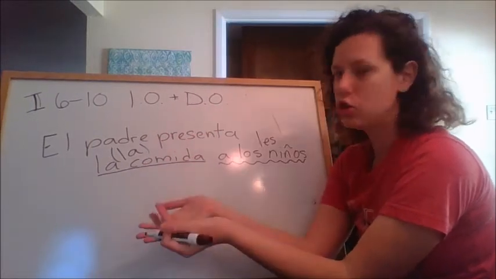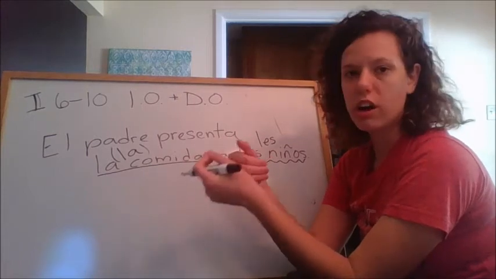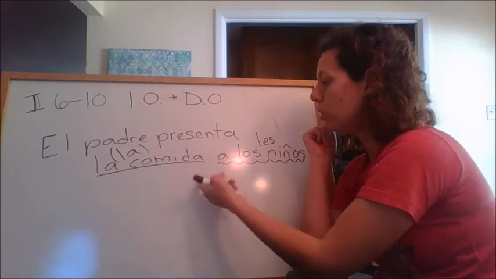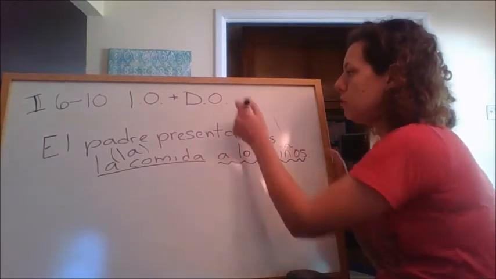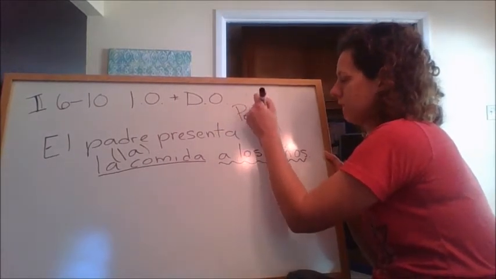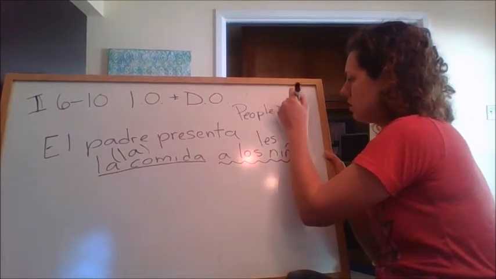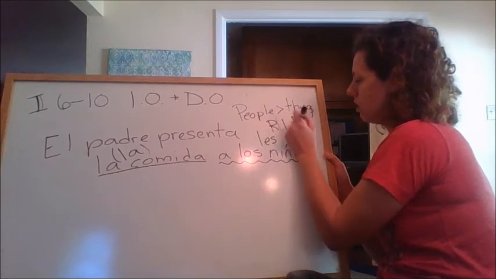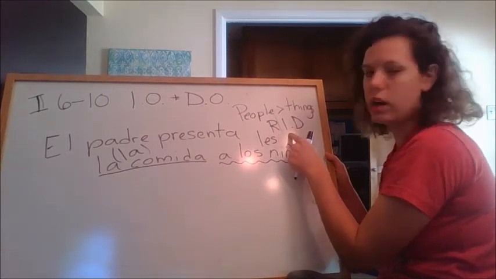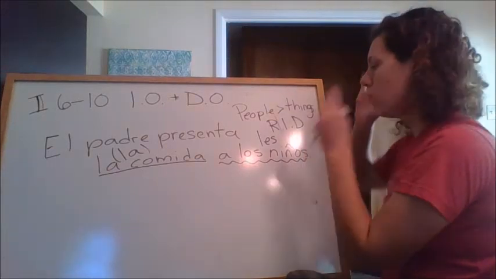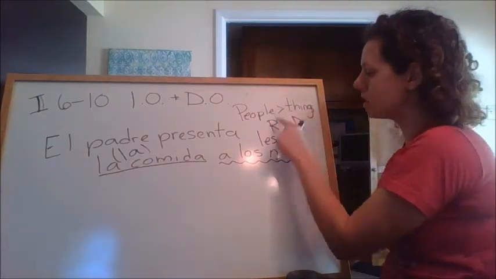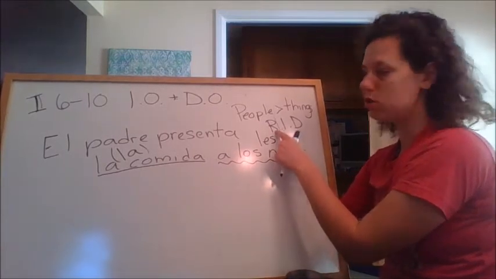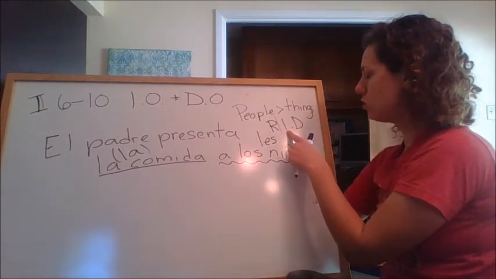So another thing that you have to think about is the order of pronouns. So we've decided that they have to go before the verb, but which one goes first? Remember, I told you people before things, or I said to remember RID, which stands for reflexive, indirect, and direct. Okay, so that means that when you have a mix of 2 or 3 of these, reflexive, indirect, direct, reflexive always goes first, and then indirect, and then direct.